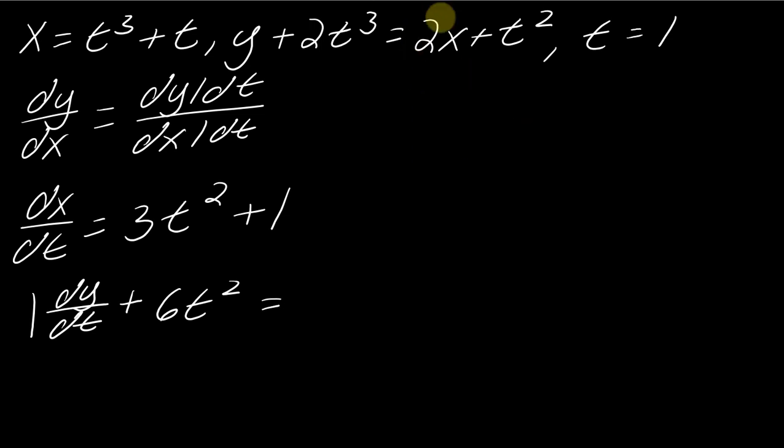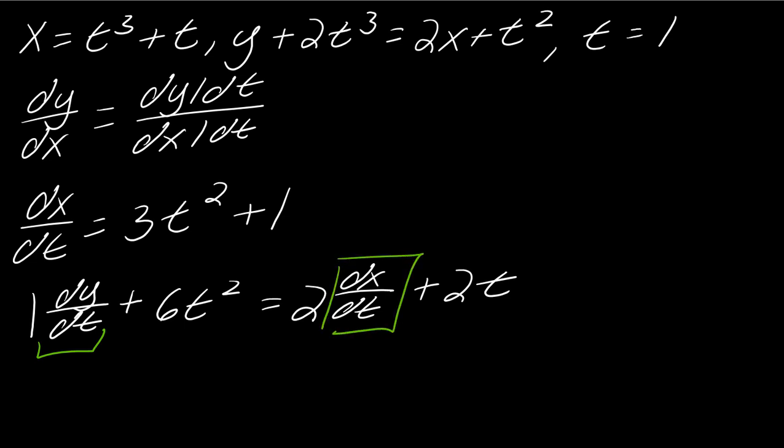Next, I have this 2x. The derivative of 2x is 2, but since I'm taking everything with respect to t, I'm going to write dx/dt. And finally, this is going to be plus 2t. Ultimately, I need to solve for this, but before I can, I also need to resolve the fact that I have this dx/dt here. This result I can plug into my dx/dt. So we have a little bit of work to do.